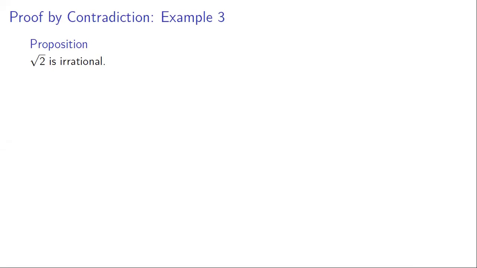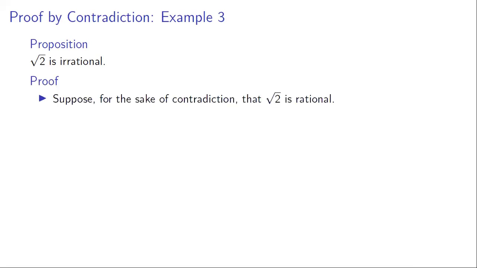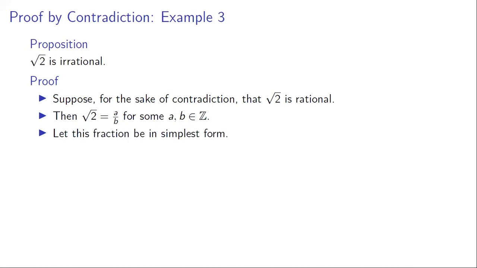Okay, so here's the proposition we want to prove, and let's start doing the proof. So suppose, for the sake of contradiction, that the square root of 2 is rational. In other words, we're supposing that the proposition is false. Then square root of 2 is equal to a divided by b for some integers a and b. Let this fraction be in simplest form, meaning either it's already in simplest form, and if not, convert it to simplest form, which can always be done. If a fraction is not in simplest form, you can always convert it to simplest form.